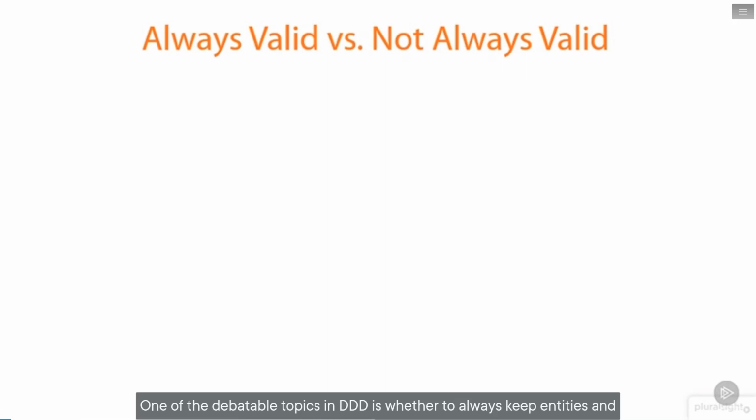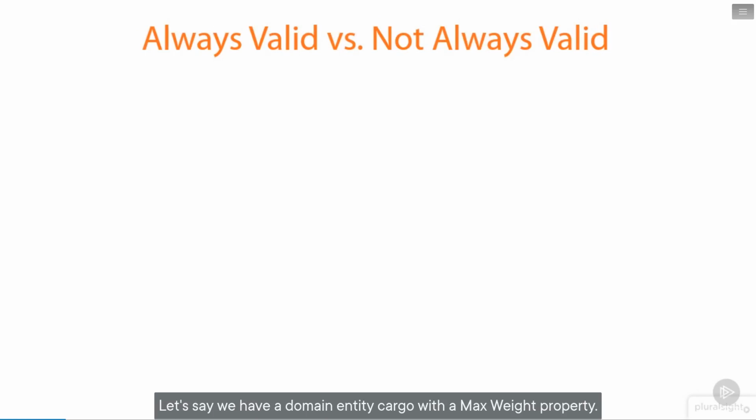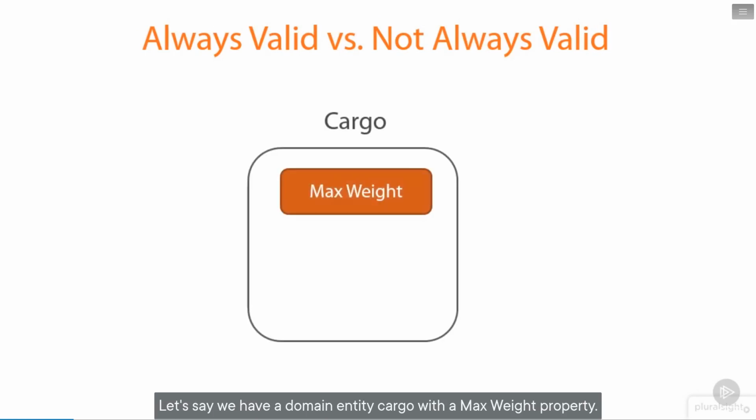One of the debatable topics in DDD is whether to always keep entities and value objects in a valid state or allow them to reside in an invalid state and check that state later on, for example before saving them to the database. This topic is best expressed with an example. Let's say we have a domain entity cargo with a max weight property.